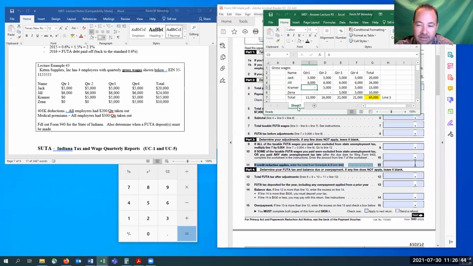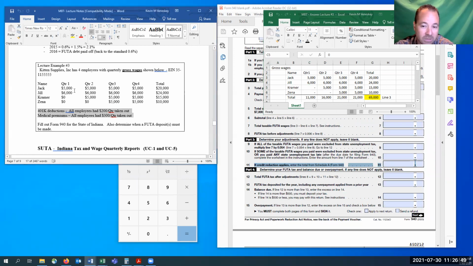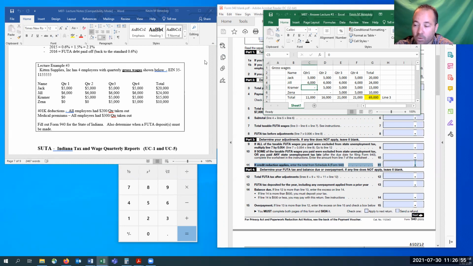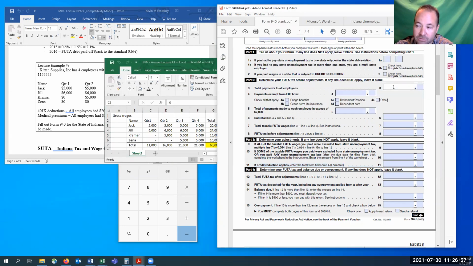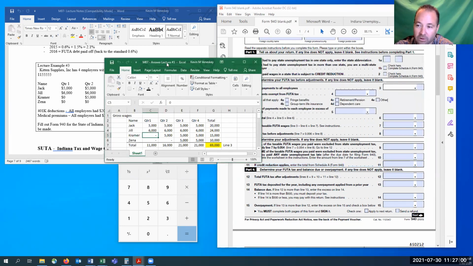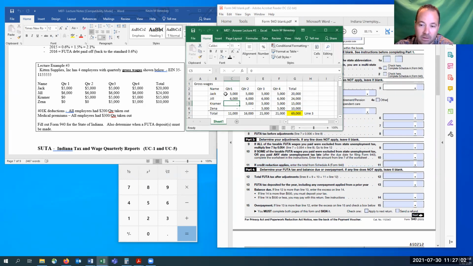Okay, so the first thing is almost just a duplicate copy of what's provided. These are our gross wages. And remember, that's something that I actually need for the 940. I need our gross wages. So it's important to go ahead and have this table anyway. So go ahead and pause and fill out the table and just make some total columns. And hopefully you'll get 69,000 for your total wages. And that is what would go in box 3.